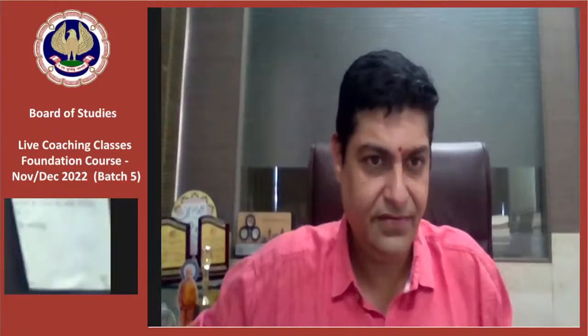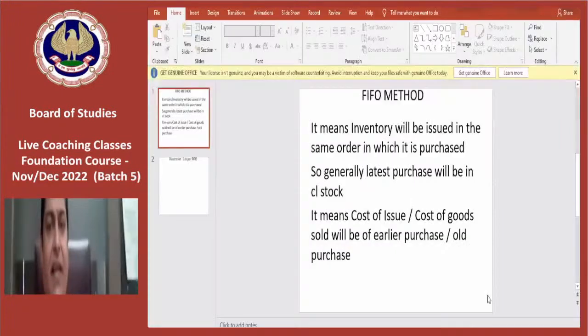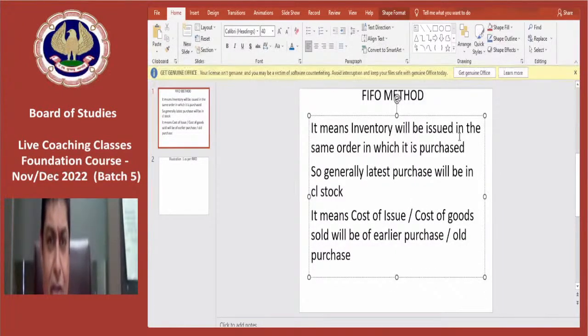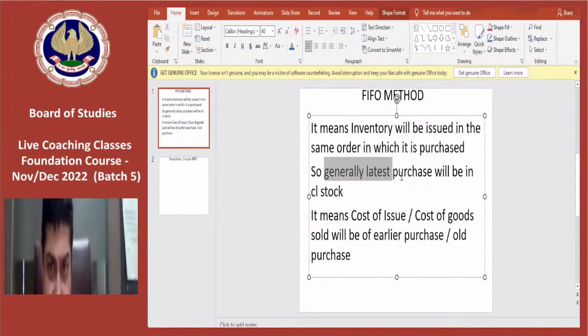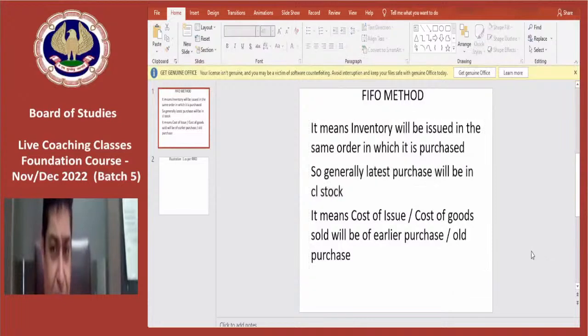So in the FIFO method, we can say like this. It means inventory will be issued in the same order in which it is purchased. So generally, the latest purchase will be in the closing stock.